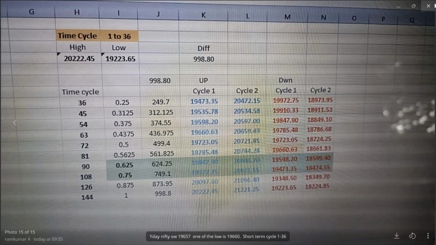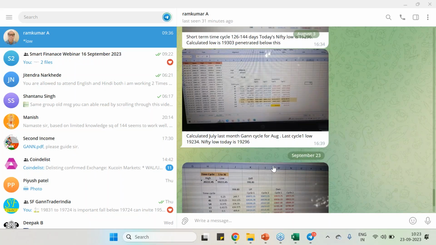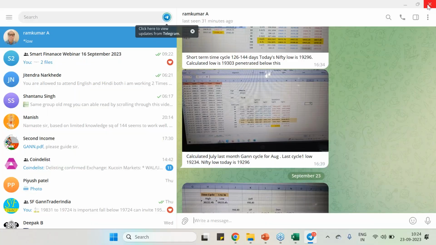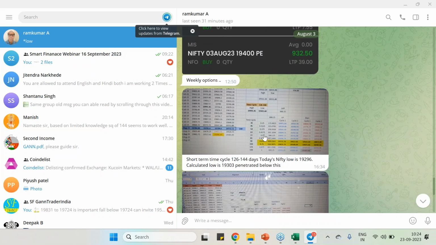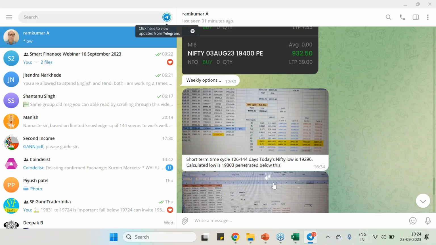You can see he is following it for a long period of time. So in August he has made 19,234.4, a 757 point depth. So this also matches, and many times in the Gann group I have also given this. You can see how perfectly it works. Just have a look here at how perfectly it works.